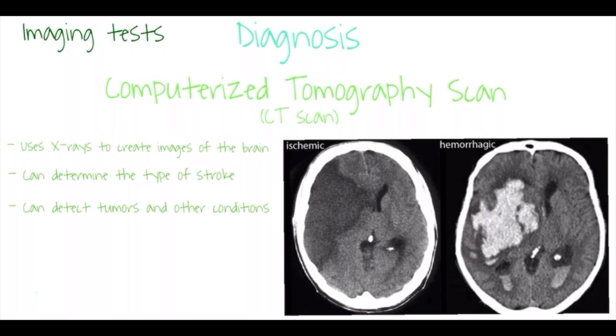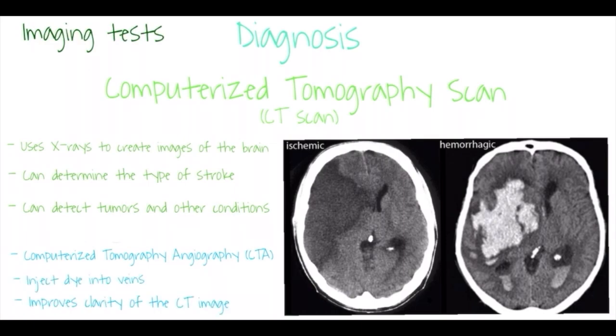Doctors may also perform a test called computerized tomography angiography, which involves injecting a dye into one of the veins in your arm to improve the clarity of the CT image, allowing them to view the blood vessels in your neck and brain in greater detail.